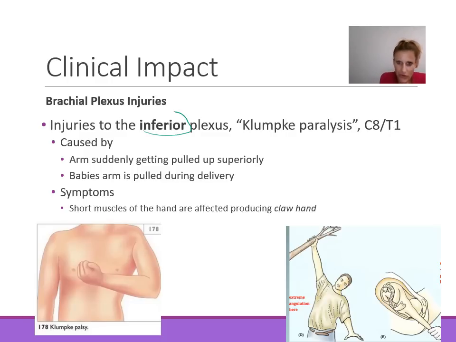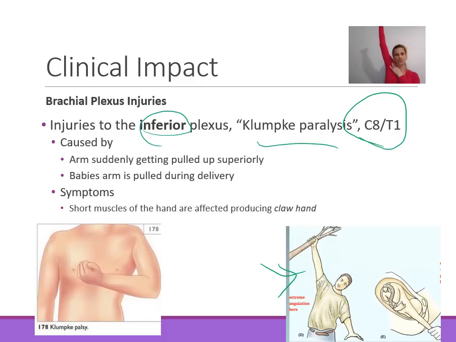Injuries to the inferior plexus, sometimes referred to as Klumpke paralysis, occur when there's damage to C8 and T1 spinal nerves. This is caused by the arm suddenly and forcefully getting pulled up superiorly. This happens, for example, when someone's falling and they grab something to try to catch themselves, as you see here. This is an extreme pulling of the arm upward.